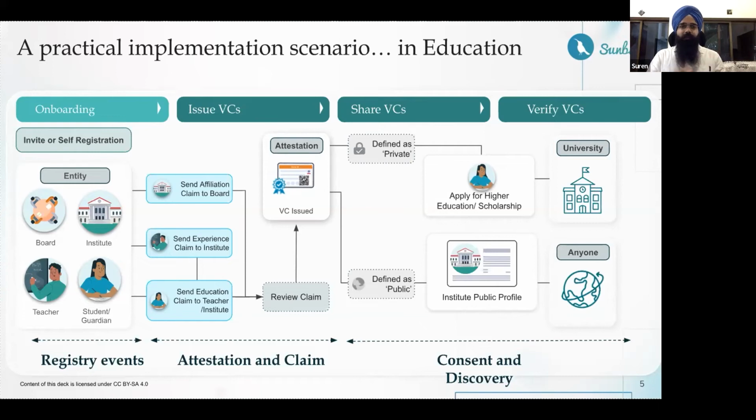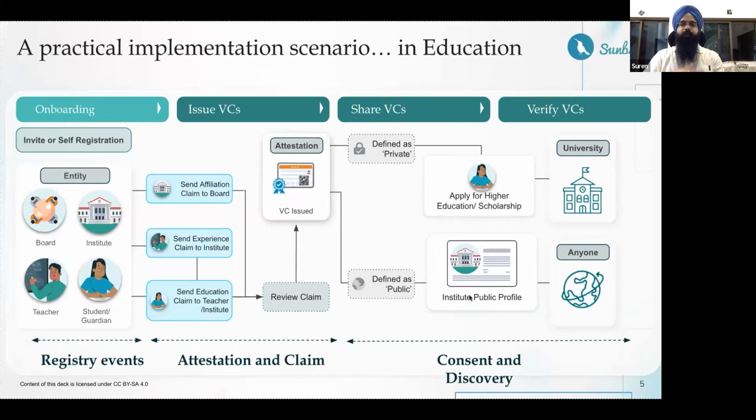And what we are demonstrating here is that to power such a system, Sunbird Registry offers capabilities where you can have a hierarchy of claims and attestations, and every attestation would result in a verified credential, or a digitally signed certificate that anyone can verify. These verifiable credentials can be kept private to yourself, and you can share them with consent wherever you need. Or they could also be public certificates which give you the public profile of an institute.